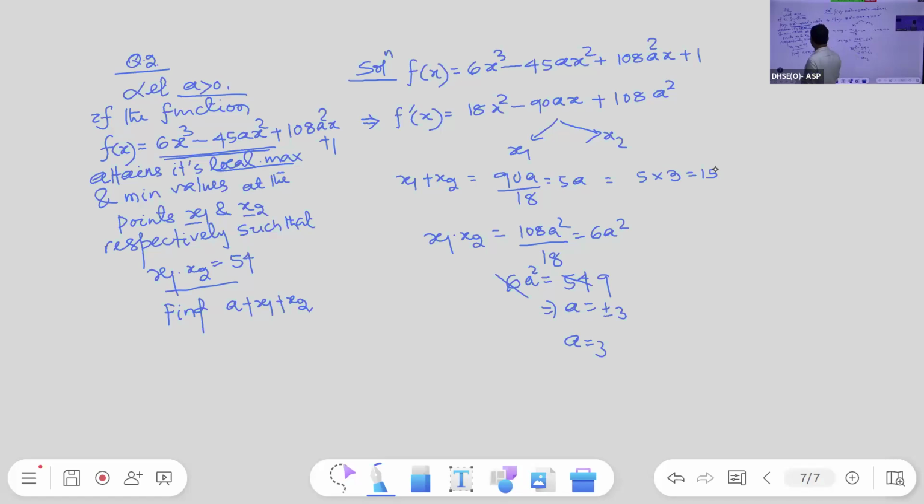What is the question? The question is to find out the sum of a, x1 and x2. That is a plus x1 plus x2. x1 plus x2 is 15. a is equal to 3. 3 plus 15, which is equal to 18. 18 is the right answer.